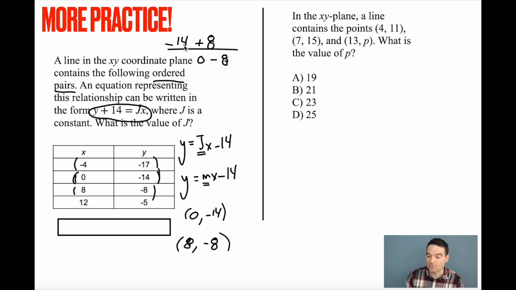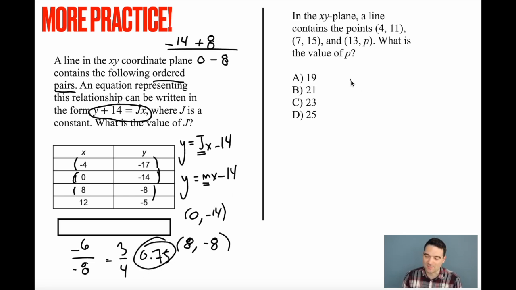So on the top, I get negative 14 plus 8 gives me negative 6. And on the bottom, I get 0 minus 8. That's negative 8. And of course, when you have two negatives, they cancel out. So that gives me positive 3 over 4, or 0.75. That's the answer to this question.